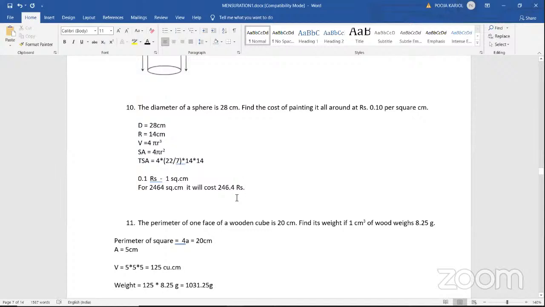Remember, surface area of the sphere is 4 pi r square, total surface area. For hemisphere, there are LSA and TSA. LSA is 2 pi r square, TSA is 3 pi r square. Okay. Any doubt in this? Any doubt?